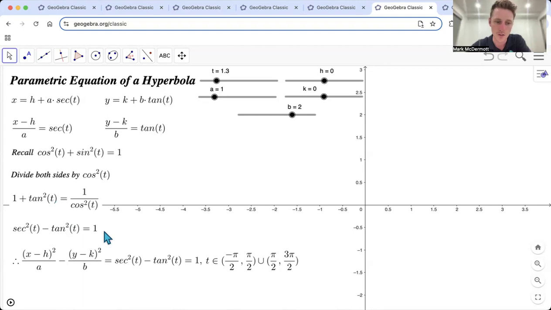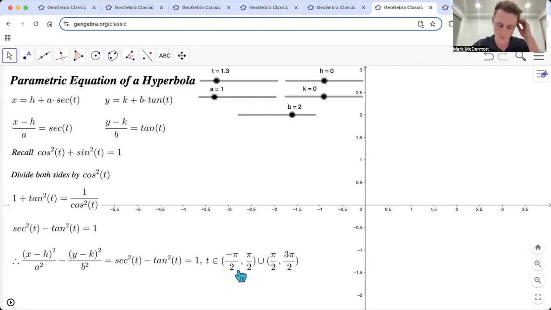And what you'll actually notice is this satisfies the equation. Let me show you. So we get x minus h squared on a squared minus y minus k squared on b squared equals secant squared of t minus tan squared of t, which all equals 1. So just to really drive that point home, we've recognized that this is a true fact about trigonometric identities. It's a true trigonometric identity. And we know from our parameterization that x minus h on a equals secant of t and y minus k on b equals tan of t. So this must satisfy this equation.